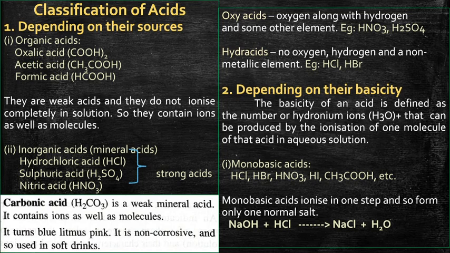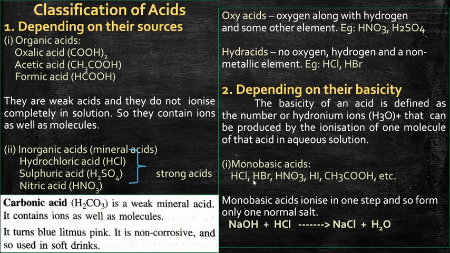tribasic acid, and also some tetrabasic acids, that is a basicity of 4. Okay, first one, monobasic acid. Examples for monobasic acid are HCl, HBr, HNO3, HI, CH3COOH, acetic acid, etc. So what is a monobasic acid? The acids which, when ionized in water, produce one hydrogen ion are known as monobasic acids. One hydronium ion per molecule of the acid.